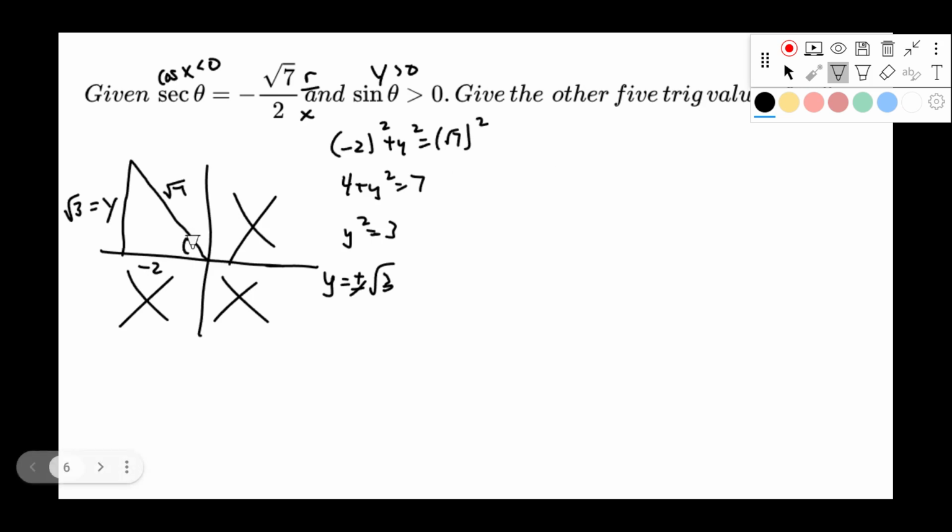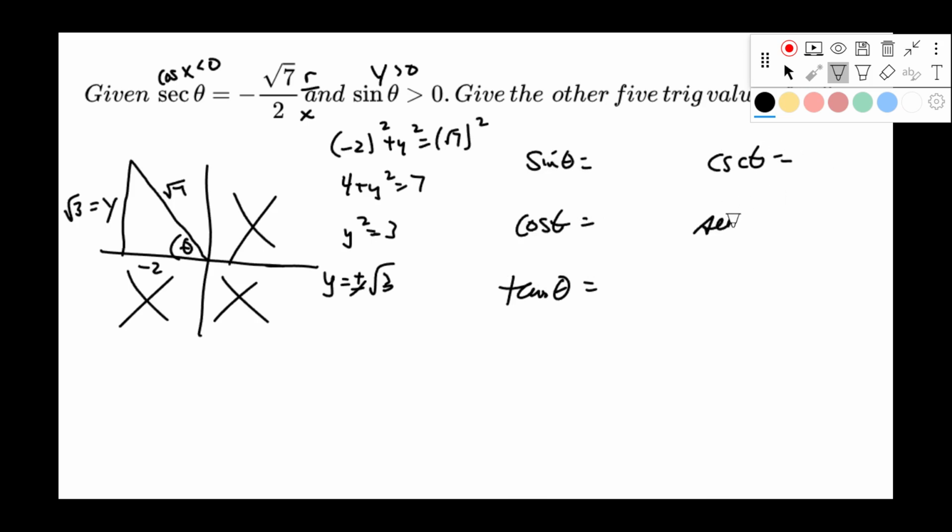Okay, well, here's my angle theta: sine theta, cosine theta, tangent theta, cosecant theta, secant theta, I already know, it's negative root 7 over 2, and then cotangent theta. So secant theta is negative root 7 over 2. That makes cosine negative 2 over root 7. Rationalize it. Get negative 2 root 7 over 7.